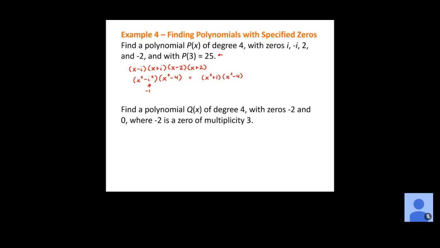Now we can FOIL what we've got left here. When I do that, I'm going to have x to the 4th power. We're going to have a minus 4x squared and a plus 1x squared. That would be negative 3x squared. And then a 1 times negative 4 should give us a negative 4.